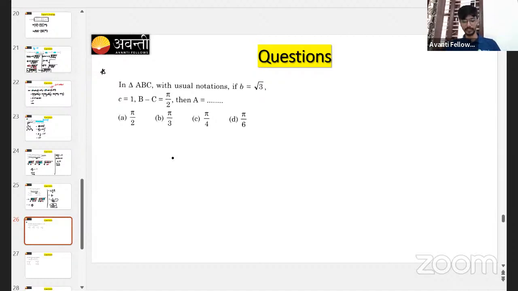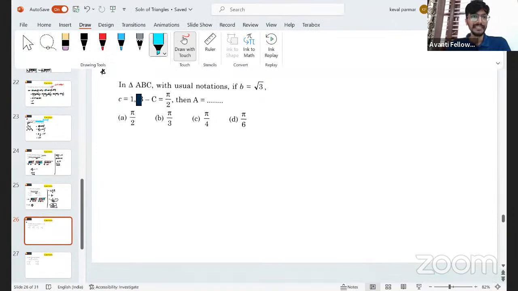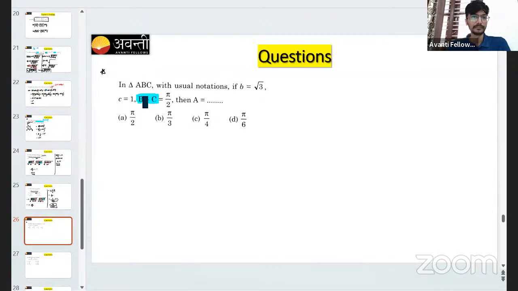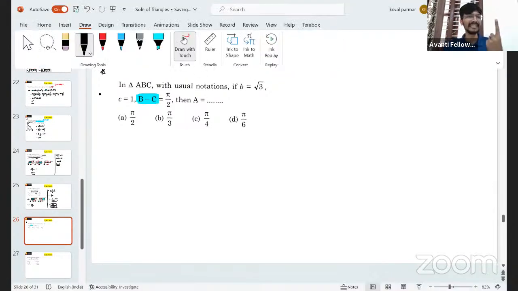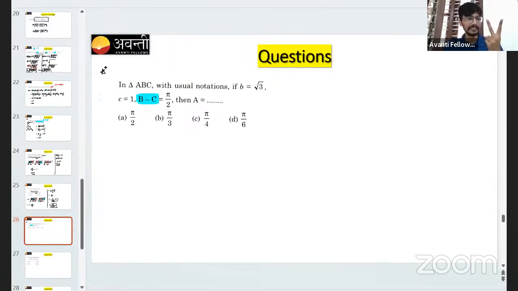Let me give you a hint. Till now, we have not used Napier's analogy. Got it? So why are we going to use Napier's analogy? Because here, as you can see, angle B minus C has come, and in Napier's analogy we have these types of angles only. How? A minus B, B minus C, and the third one was C minus A. So if you remember Napier's analogy, it has these types of angles.